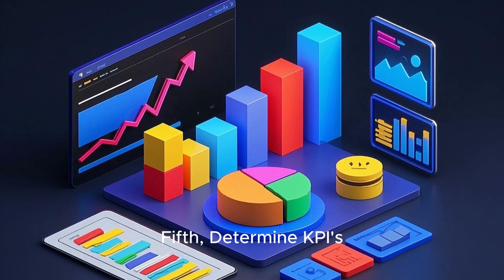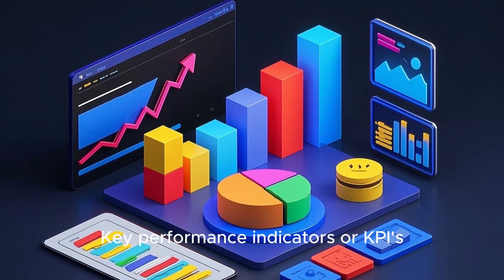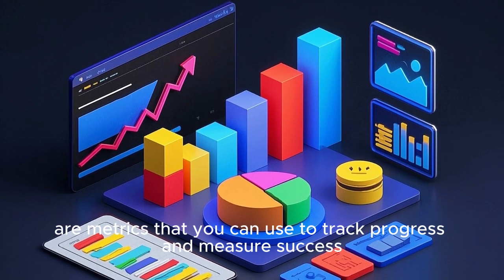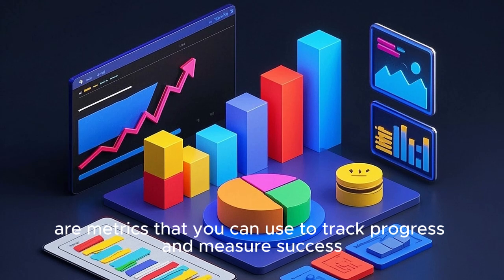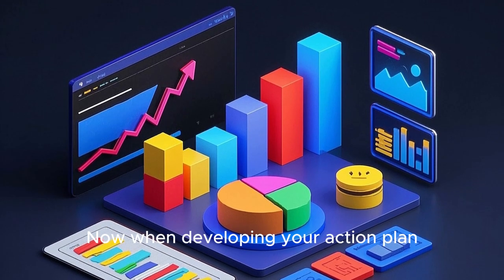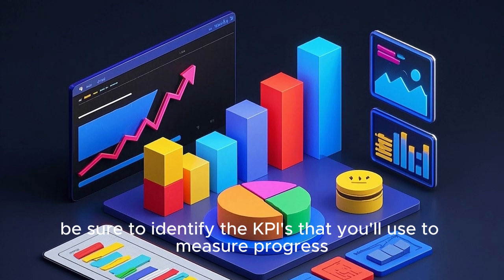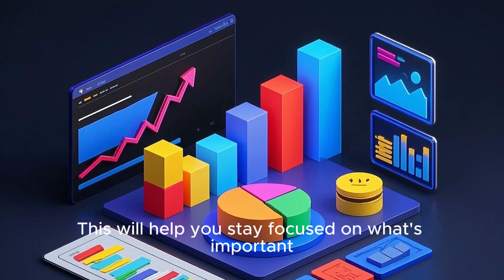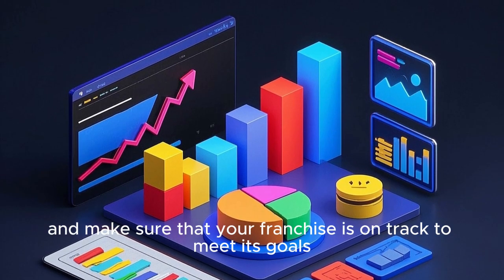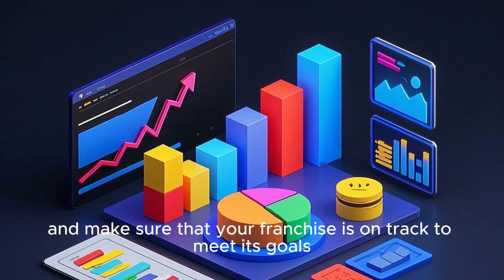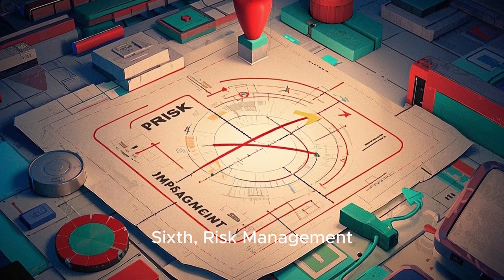Fifth, determine KPIs. Key performance indicators, or KPIs, are metrics that you can use to track progress and measure success. Now, when developing your action plan, be sure to identify the KPIs that you'll use to measure progress. This will help you stay focused on what's important and make sure that your franchise is on track to meet its goals. Sixth, risk management.